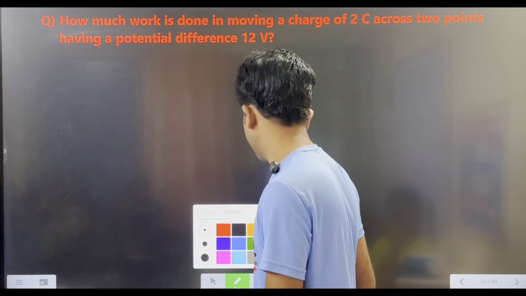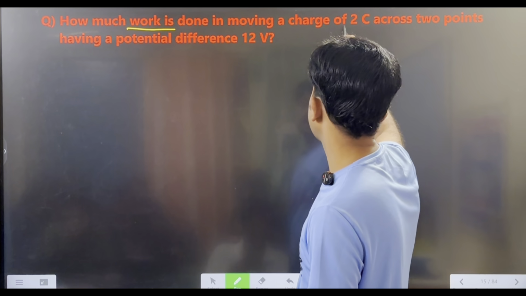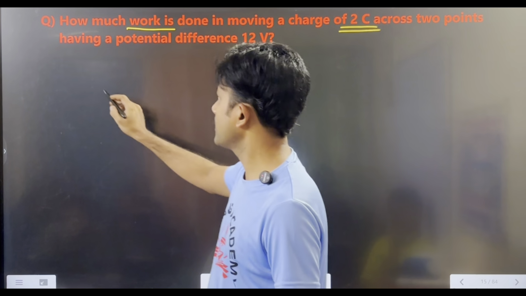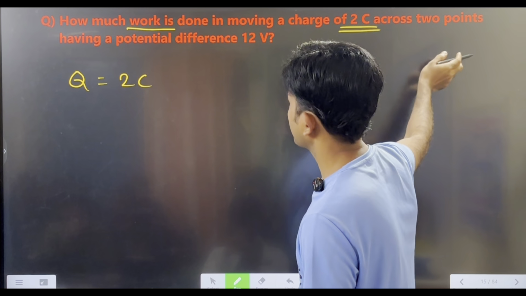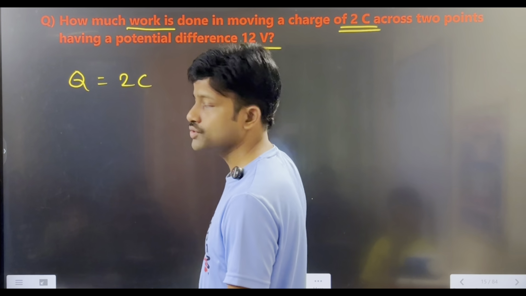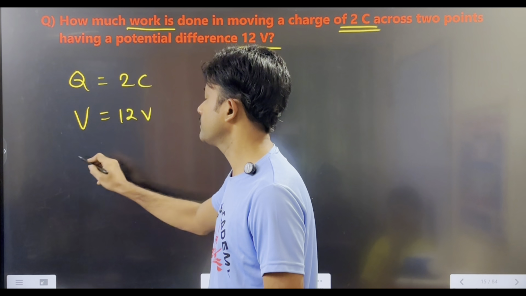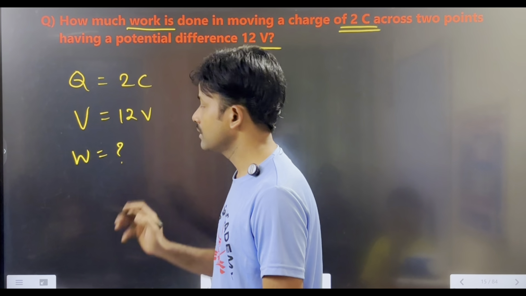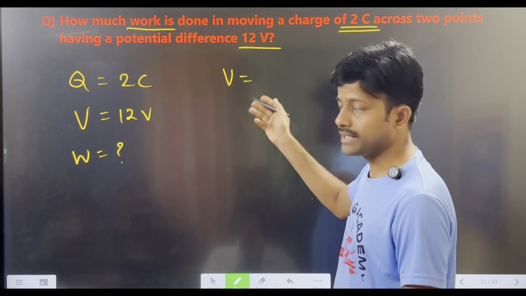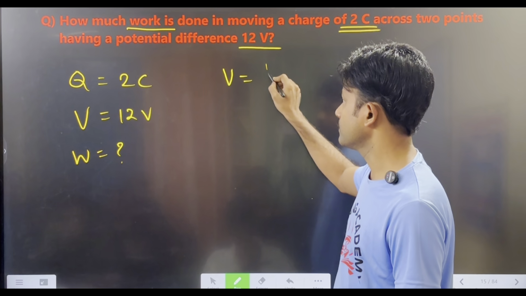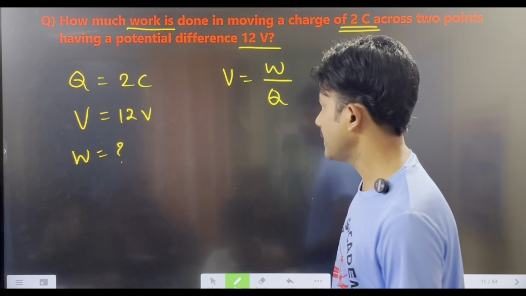What are the given things here? How much work is done to move a charge of 2 coulomb, so the Q value is 2 coulomb. And across the 2 points having a potential difference of 12 volts. What is the potential difference we have here? 12 volts. Then we need to find the work done. We have the formula: the potential difference between any 2 points is equal to work done on unit charge, V equal to W by Q. From this you have to find the work.